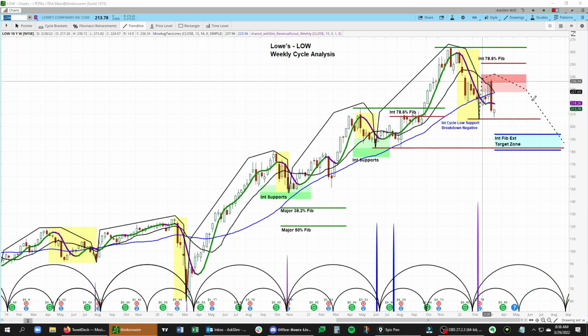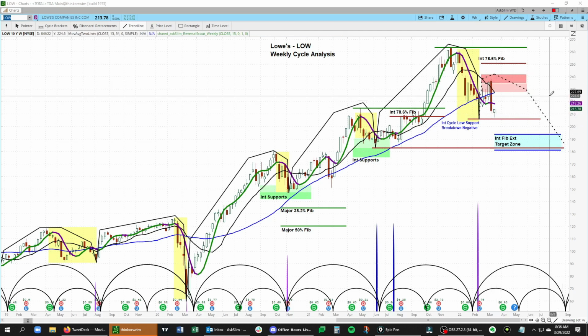This is really only valid as long as we stay below. We really first have to get below this key cycle low, obviously, to get things really more negative, but we need to hold this cycle high at 238.37. If we were to take out that high, this whole bearish outlook is no longer valid. So very important to note that.